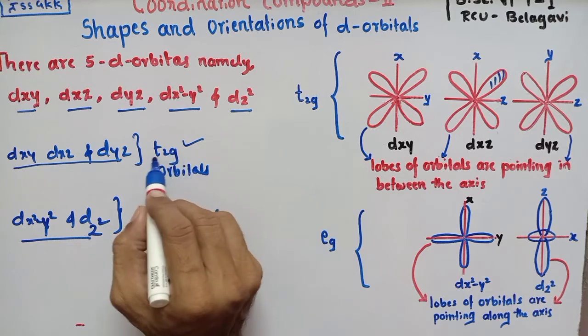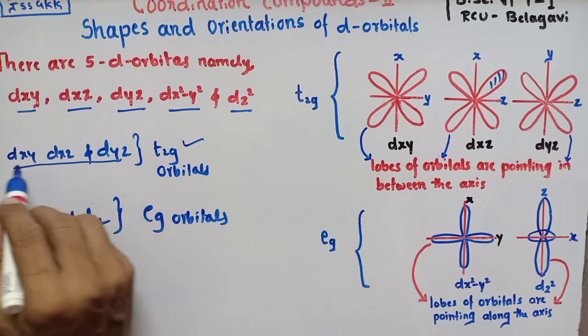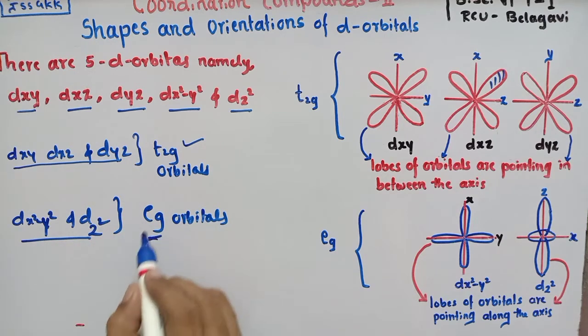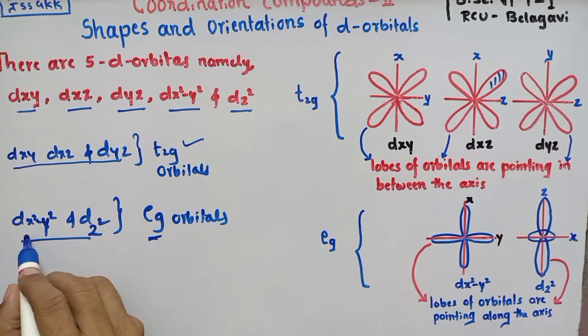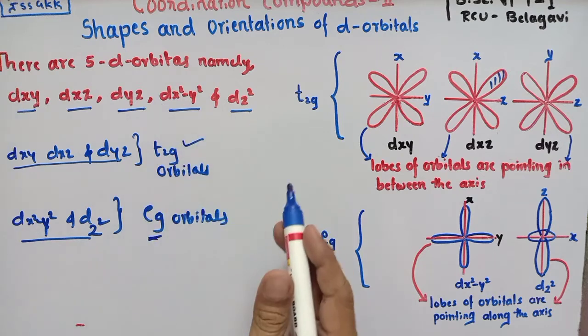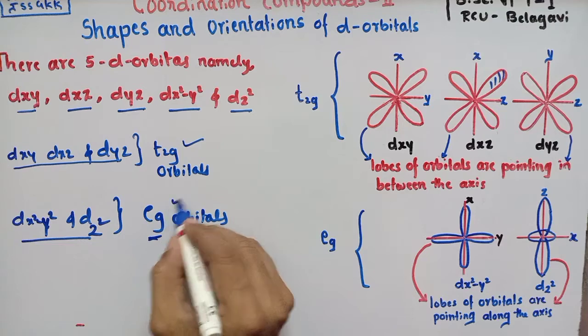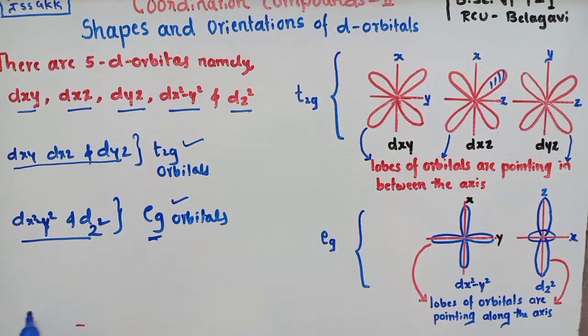Here T2g means triply degenerate orbitals. That means all the 3 orbitals have the same shape and same energy, whereas Eg orbitals are known as doubly degenerate orbitals because these 2 orbitals have the same energy. Thus, a free metal atom consists of 2 sets of orbitals, namely T2g orbitals and Eg orbitals. Now, if you consider the ground state or before complex formation, all these 5 d orbitals have the same energy.